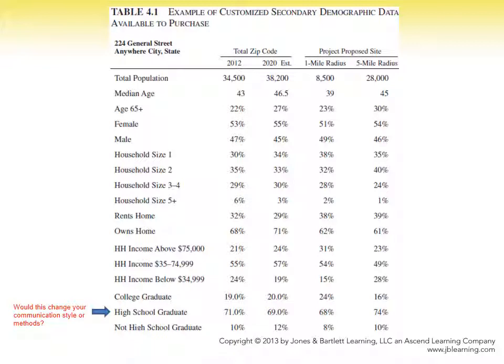But I pull this down and show you, if this is the zip code that I'm working within, in the 1 mile and 5 mile radius of my site, I see that within a 5 mile radius of the site, 74% of the population is a high school graduate, only 16% is a college graduate. Do you think that's going to change the way I communicate? Do you think that's going to change how you design your programs and how you market? Do you think it's going to change the time of day you offer services?